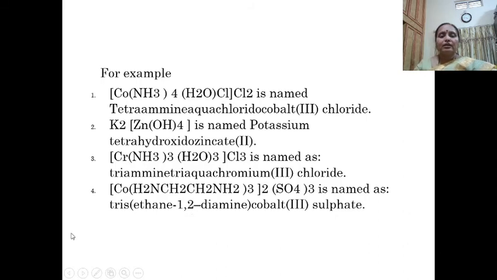Now let us see another example. In this case, we already have a diamine, so it is named as tris(ethane-1,2-diamine)cobalt(III) sulfate. Okay students, this is all about the naming of coordination compounds and the drawbacks of valence bond theory. Thank you.